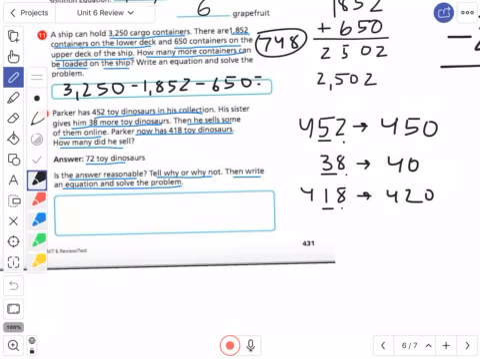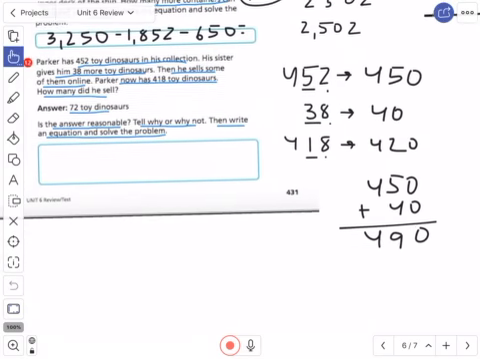So Parker has 452 toys in his collection. His sister gives him 38 more. Okay, so I'm going to start with that. 450 plus 40. 0 plus 0 is 0. 5 plus 4 is 9. So he has about 490. Then he sells some online. Now he has 418. So now he has about 420.